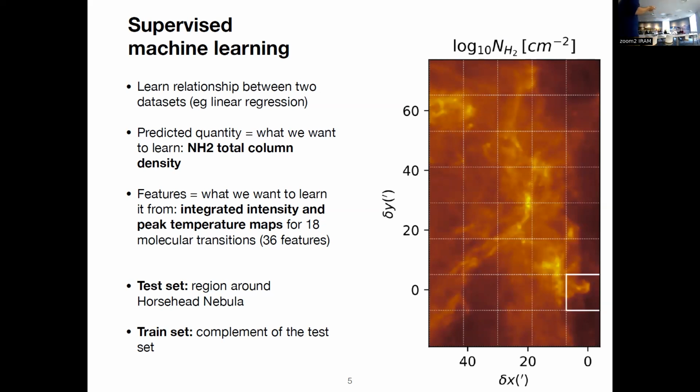In this method, it's very important to put aside what we call a test set, that we are not going to learn from. We're going to learn from everything except the test set, and we're going to test at the end the capacity of the method to predict correctly the values. So here we selected the Horsehead part of the Orion B, that we knew well from before, as the test set, and we learned from everything else, but the learning part never sees the Horsehead.